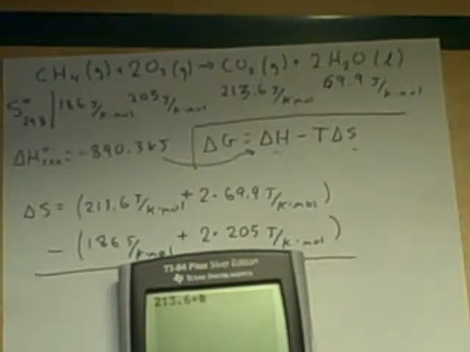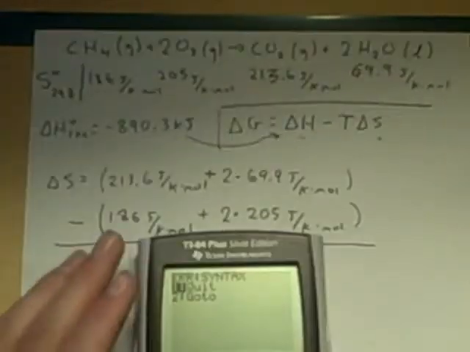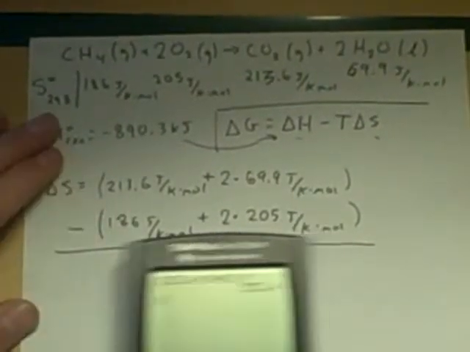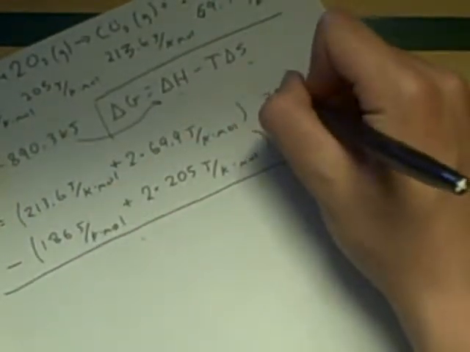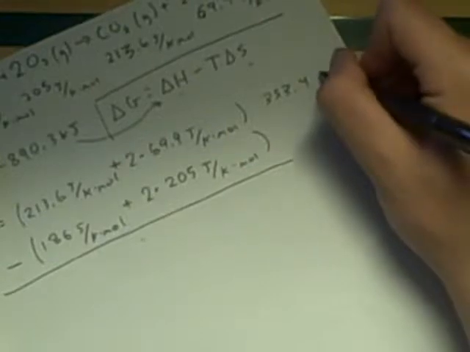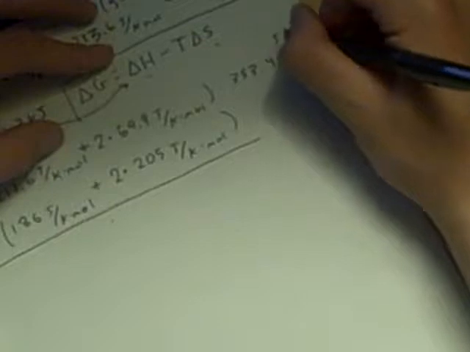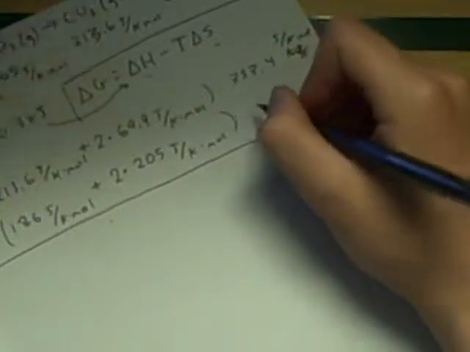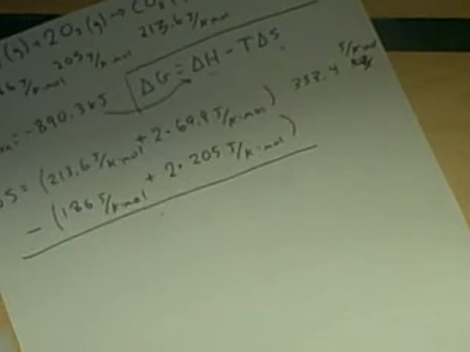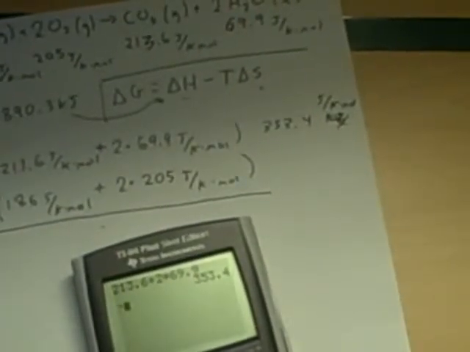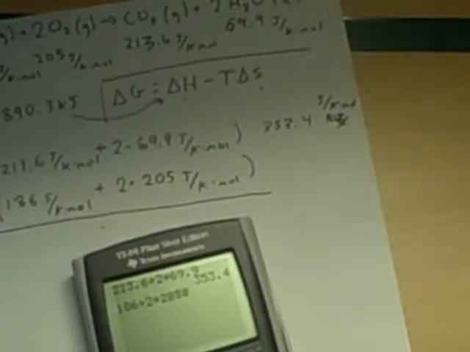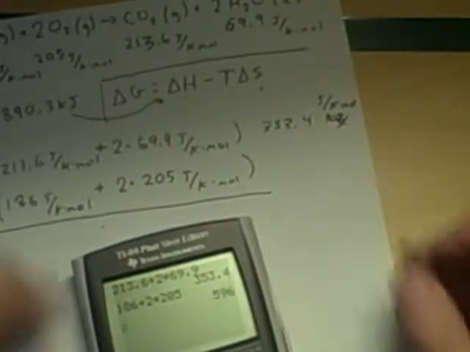213.6 plus 2 times 69.9. It's 353.4. So 353.4 kilojoules, or sorry, that's joules per Kelvin mole. And the reactants, 186 plus 2 times 205 equals 596.